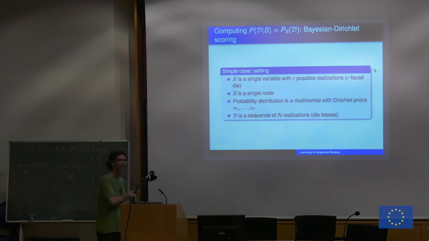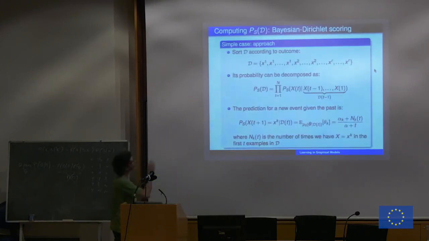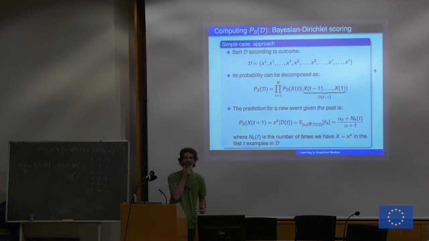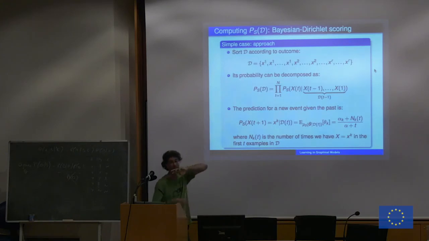Now, your data set is a sequence of n examples, which are realizations of the die. Let's take our data set and sort it according to the value that comes out. It's irrelevant how you sort it; the result is the same, because the examples are IID. So D is x1, x1, x1 for the number of times in which you have x1 as a result, x2, x2, x2, and so on.